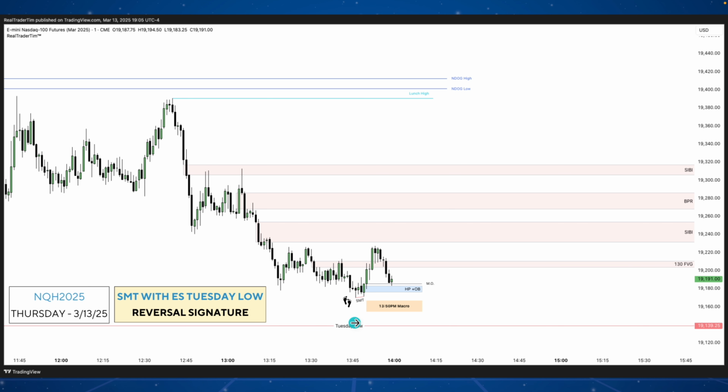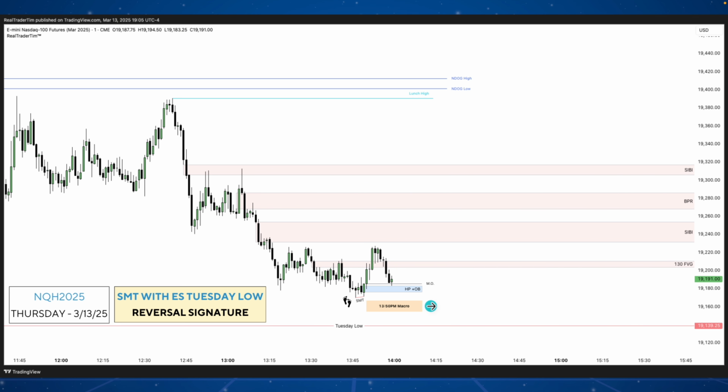We see the SMT hold, and we see us enter the macro window, the 1:50 to 2:10 p.m. Eastern Time macro window. Now, on top of the SMT with Tuesday's low, we see an SMT right before leading into the macro as well, which is just additional signature. Okay, so we will look at macro power of 3 scenarios where we have clear manipulation below and a sweep. We'll look at multiple examples of those shortly.